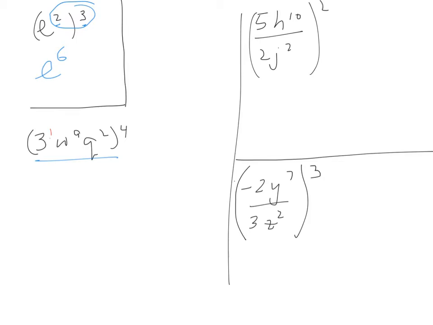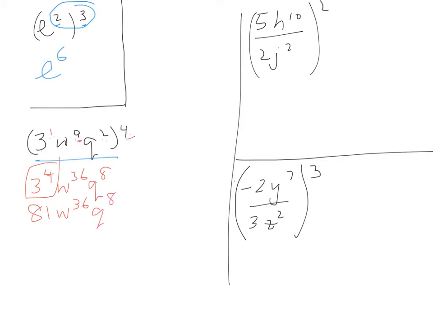So all the powers inside here get multiplied by the 4 outside there. So 3 to the power of 1 times 4 gives us 3 to the power of 4. W, 9 to the power of 9 times 4 gives us 36. And Q to the power of 2, 2 times 4 gives us 8. So from there, then we've got to simplify this thing. 3 times 3 times 3 times 3, well, we know 3 3s are 9. 3 more of that is 27, and 3 more lots of that is 81. So 81, W to the power of 36, Q to the power of 8.